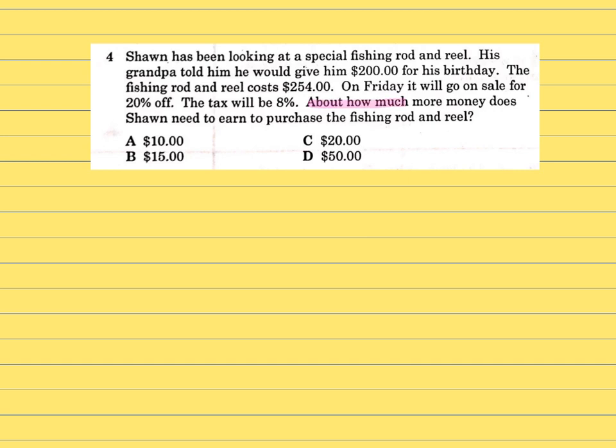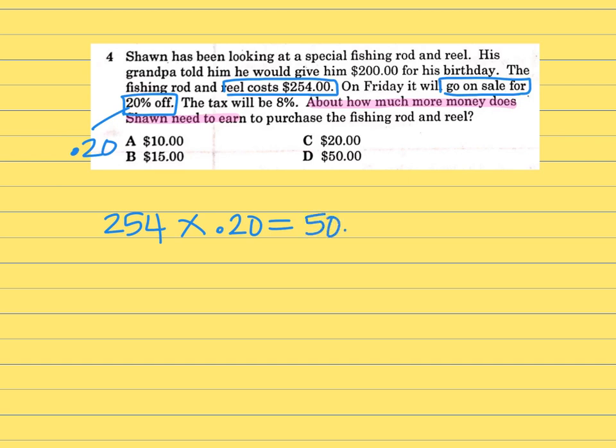The question is asking about how much more does he need to earn. So let's figure out what the actual price is going to be, and then we'll subtract off the amount his grandpa is going to give him. The original price is $254, but it's going to go on sale for 20% off. So I'm going to take 20% and make it a decimal, 0.20. I'm going to times those together. 254 times 0.20 equals $50.80. So this is the discount.